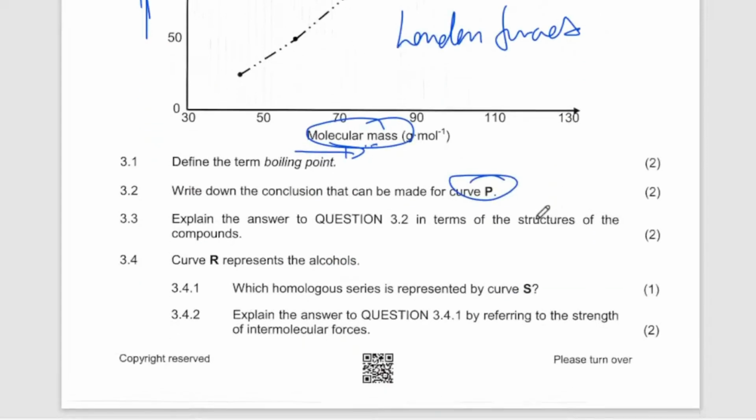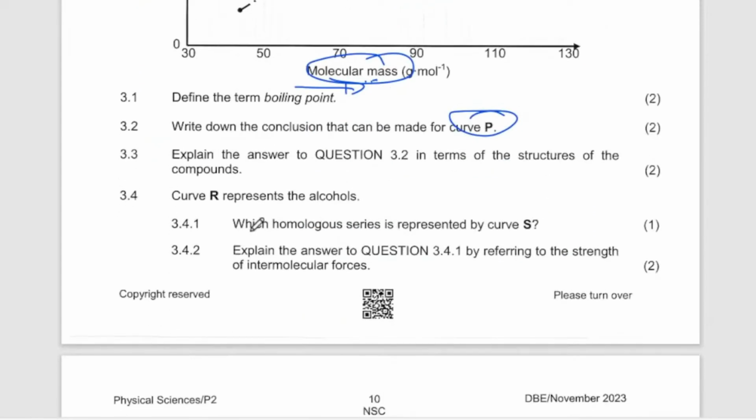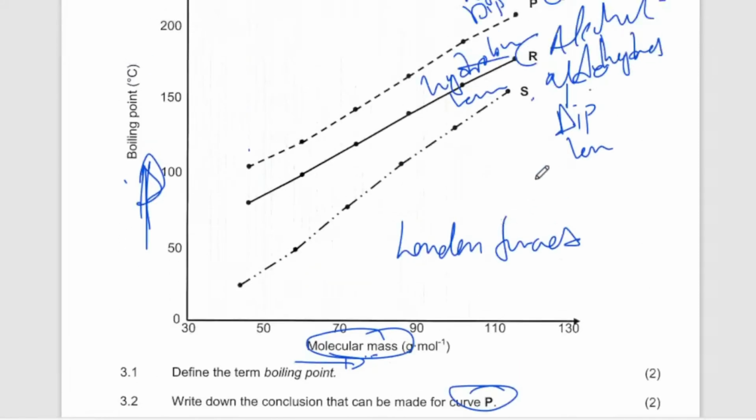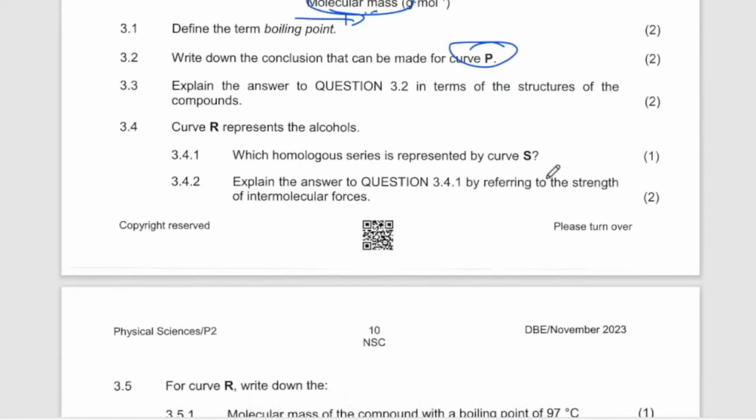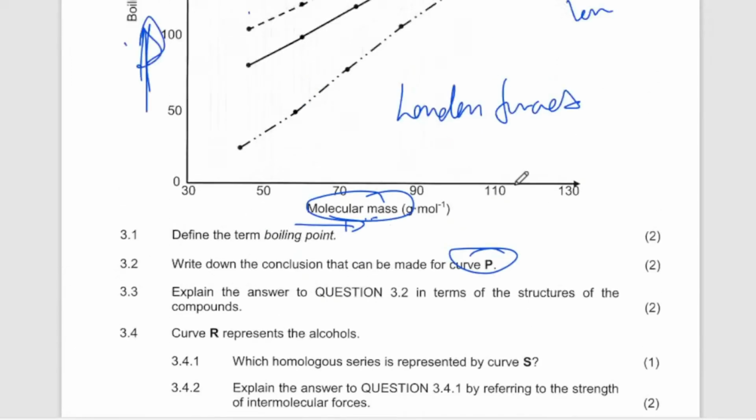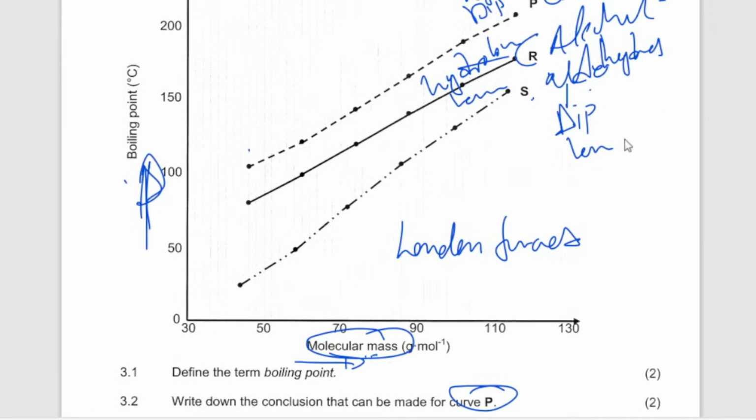Okay, let's go to the question and then we see. Which homologous series is represented by S? So we have said it, it is an aldehyde. And they are saying to explain your answer. So I've tried to explain that it has London force and dipole forces, which are weaker than the hydrogen bond and London force found in alcohol. Therefore, alcohol will require more heat to break its bond so that it can boil. Hence, its boiling point is higher than that of the aldehyde.